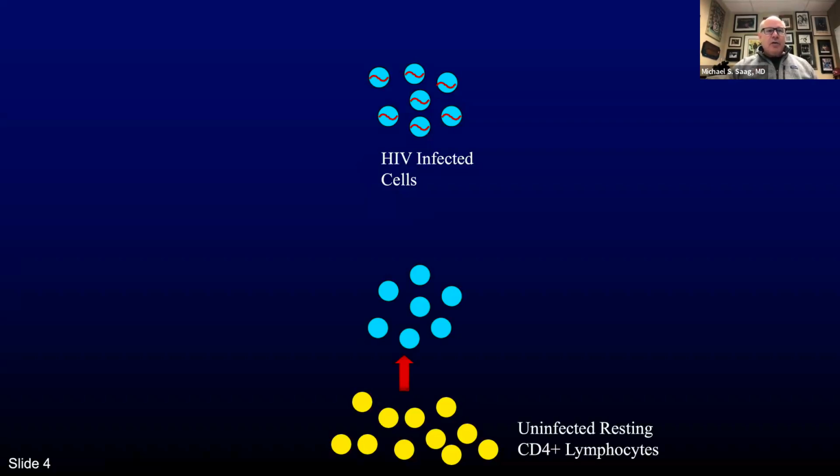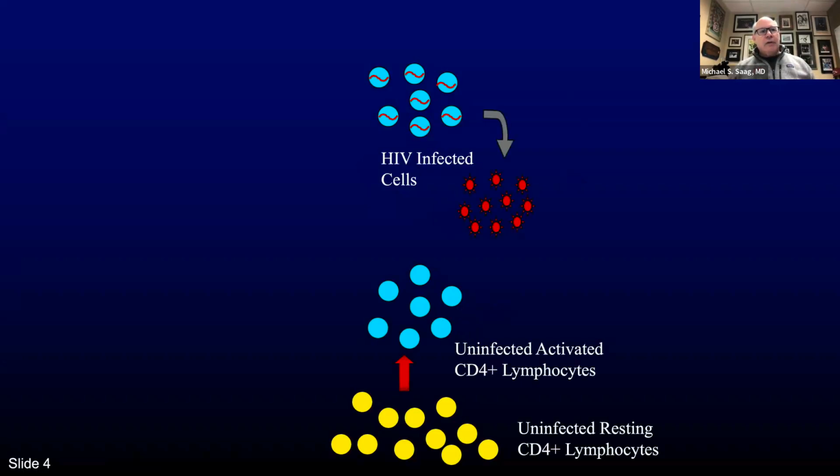And the way the biology of HIV works is that these activated CD4 lymphocytes are the cannon fodder for the virus. So the HIV really cannot infect resting CD4 lymphocytes. It's only the activated ones.